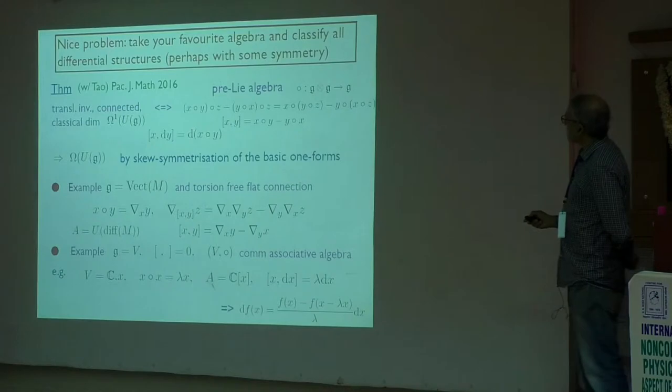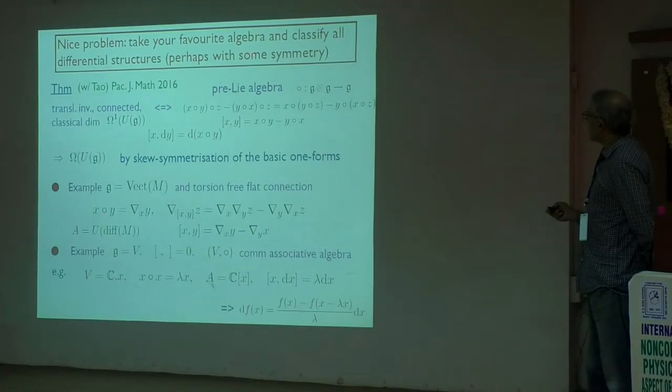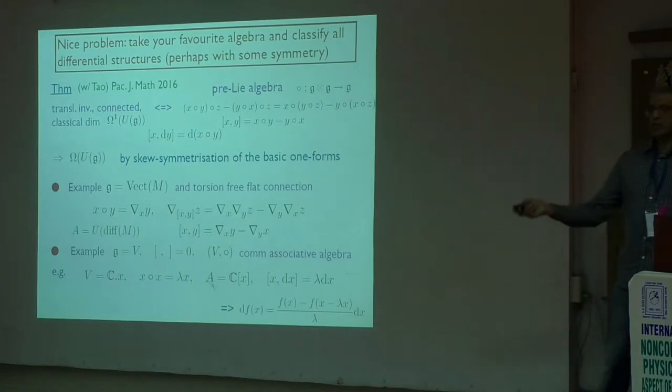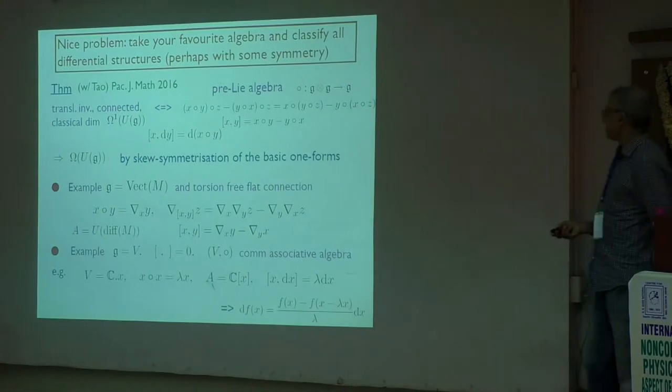I should say that the axioms I've written on the previous slide are very general, and you can apply them to your favorite algebra. This is just one example of an algebra. You can take literally any algebra you encounter and ask, what are all its differential structures? Classify all the possible omega 1s. Once you have omega 1, you can usually generate all degrees by some kind of skew-symmetrization. In this case, it literally is skew-symmetrization. The dx's and the dy's, all these differentials, anticommute.